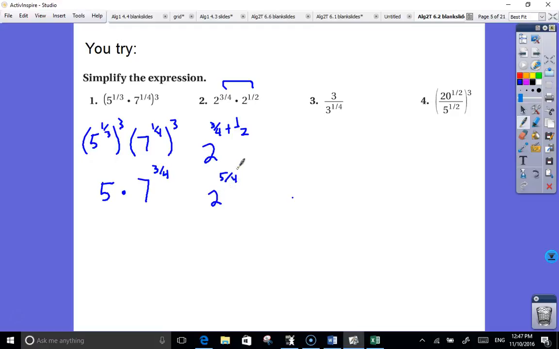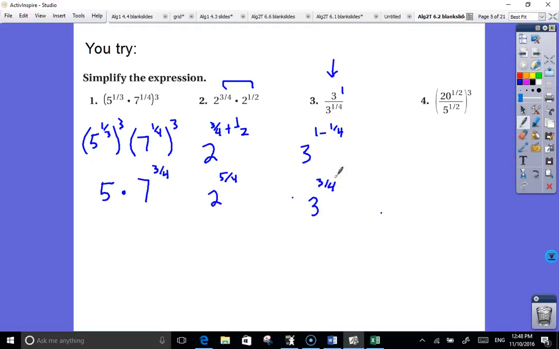Okay. What do the properties tell us that we have to do with the exponents? When you divide, you subtract the exponents, okay? What's the exponent in the numerator? There's a 1, right? So that has to be 3 to the 1 minus 1/4, which is 3 to the 3/4.